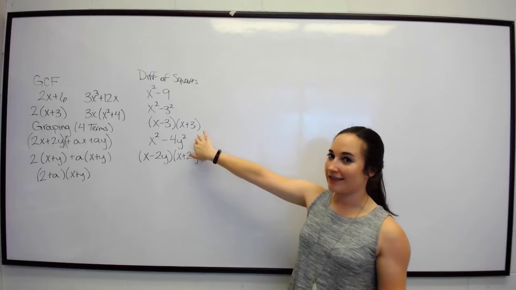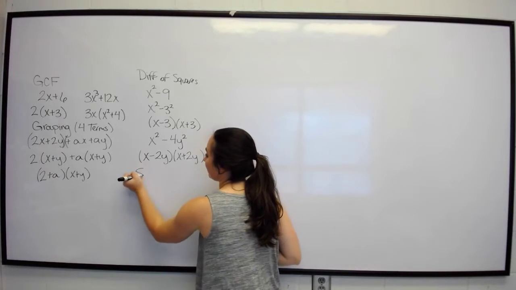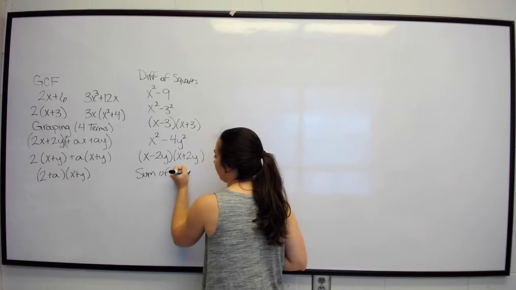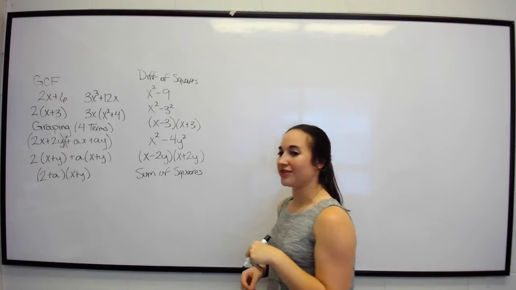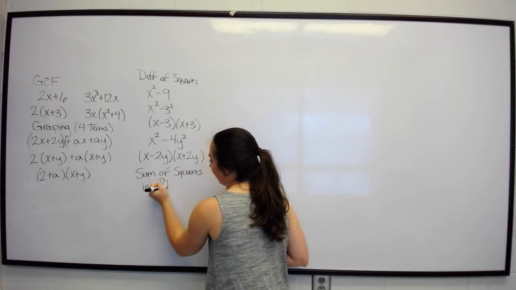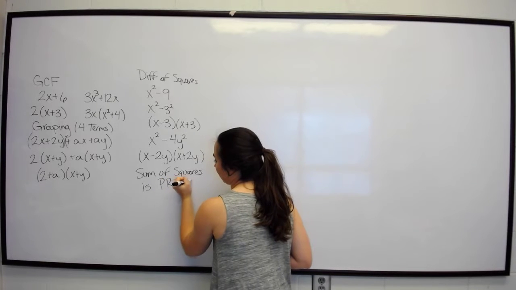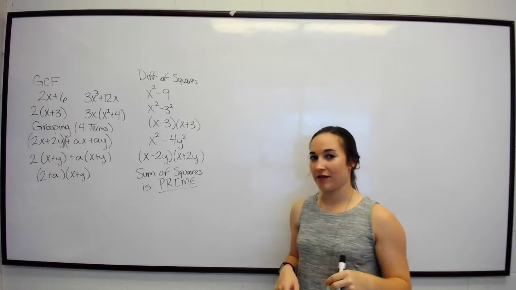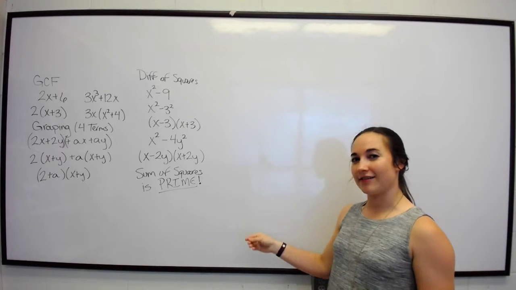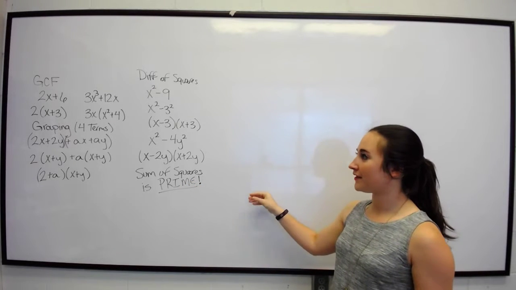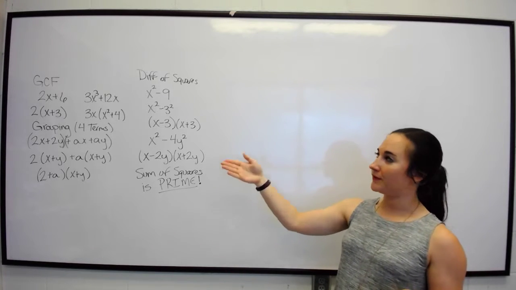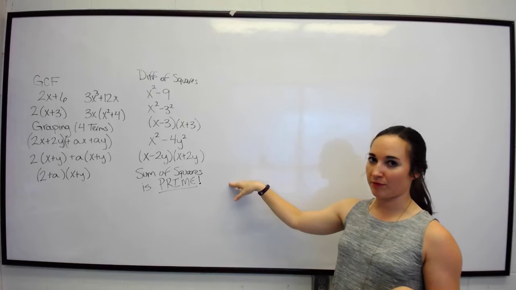You might want to try this for the sum of squares. But I'll just let you know that the sum of squares is prime. So there is no special rule for the sum of squares. It's impossible to factor the sum of 2 squares. Okay, so far we've talked about the GCF, grouping, difference of squares, and sum of squares.